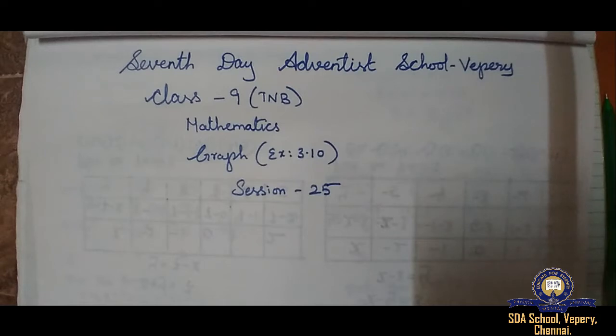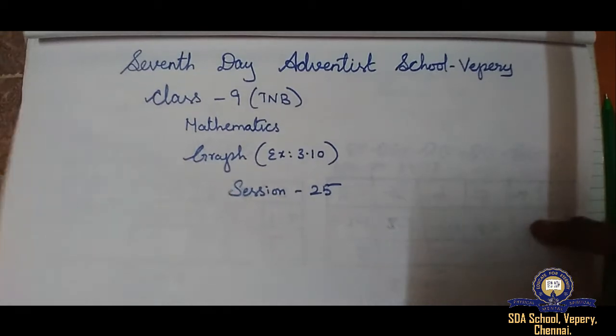Today we are going to take class 9 standard mathematics. Graph we are going to see. Session 25, exercise 3.10. In 3.10, already we have completed first Roman letter. 4 sums we have completed. Now the second Roman letter we are going to do.